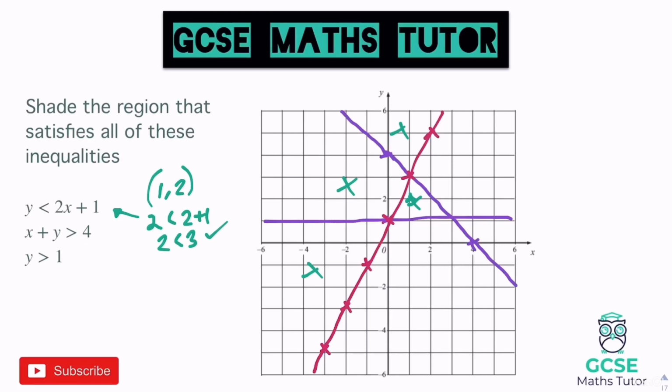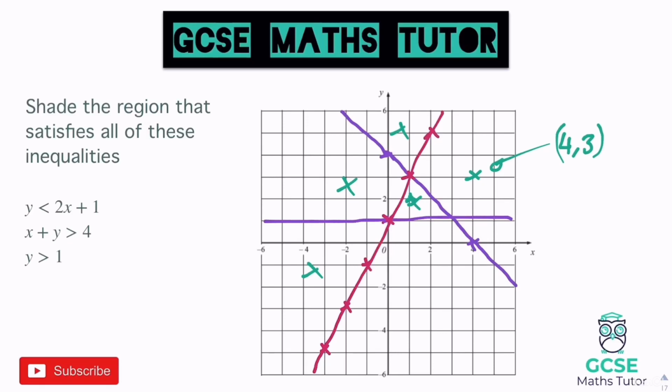So if we get rid of this, and obviously always leave your working out down, but let's try another coordinate. So let's try one in this region here, as this one's on the top. So that coordinate there is the coordinate 4, 3. And if we test those out into all our inequalities and see if they actually work. So looking at the first one, we've got y is 3, so 3 is less than 2 lots of x, so 2 lots of 4, 8 plus 1. So 3 is less than 9, and that's correct, that works.